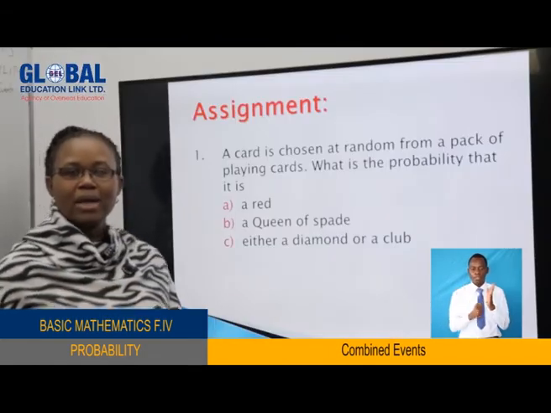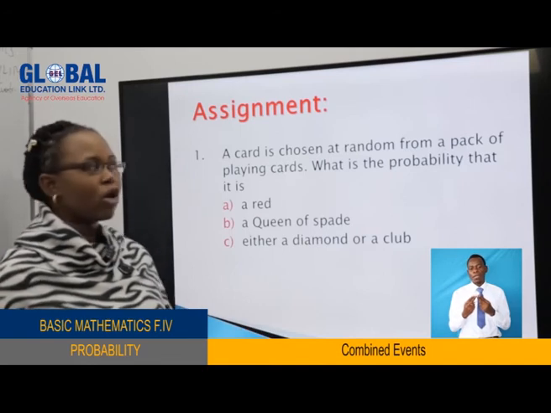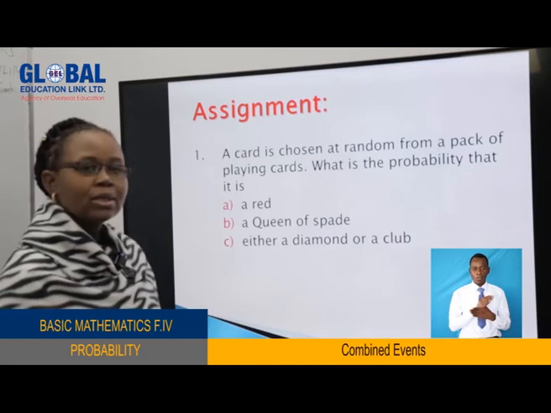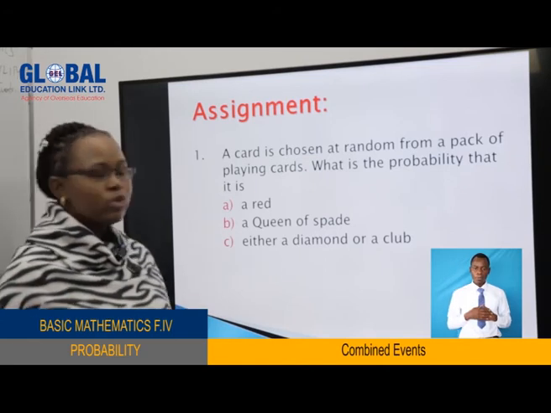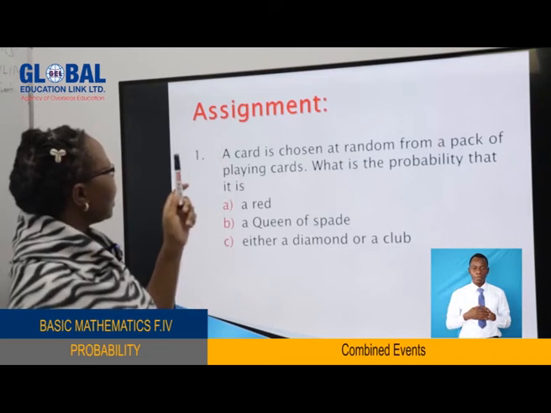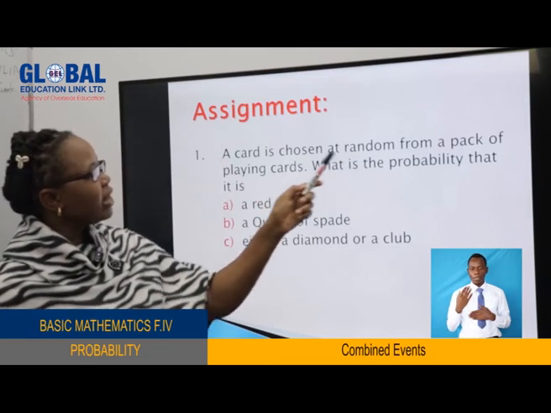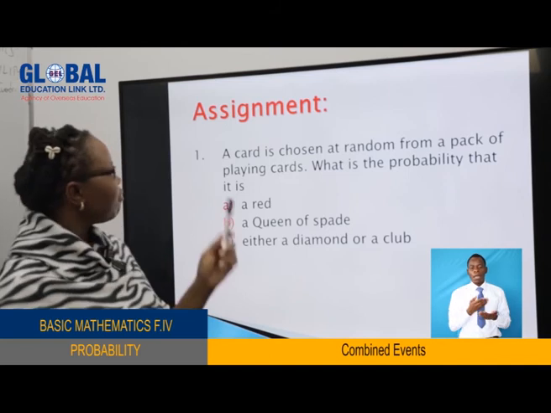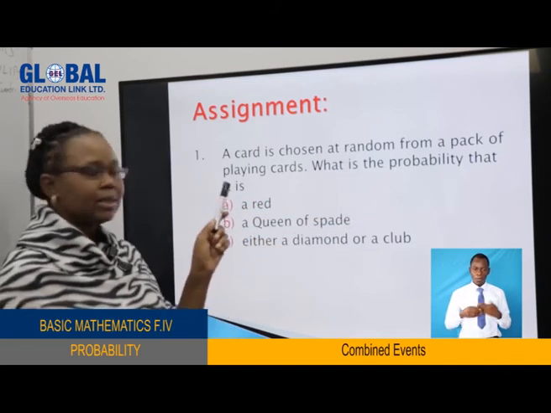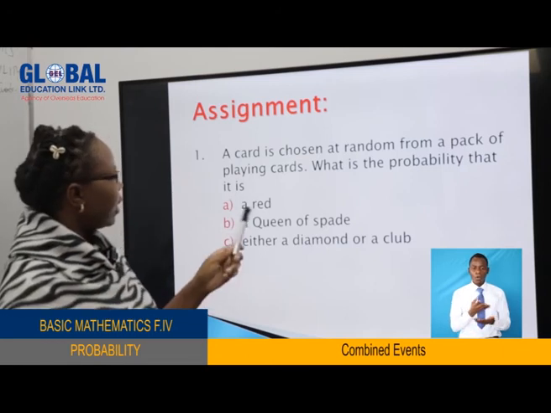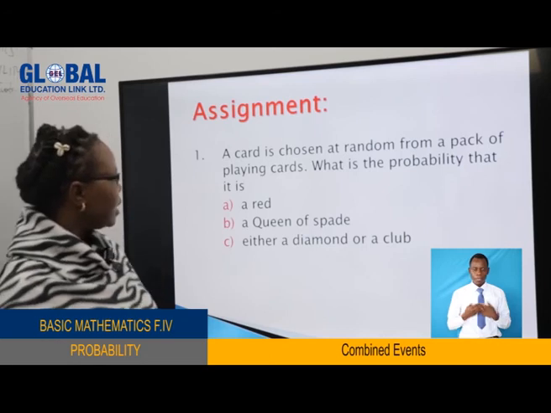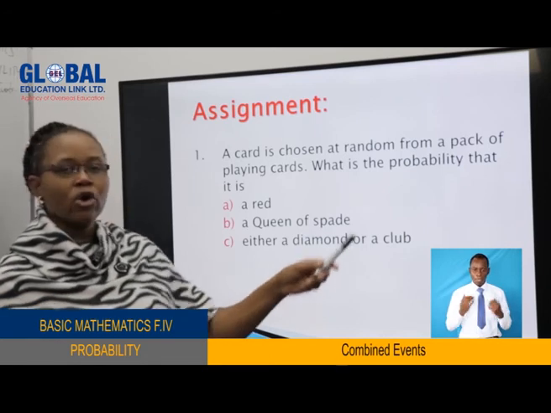My dear students, after seeing the example of a combined event, now I will leave you with an assignment so that you can try to do it. The assignment, question number 1: a card is chosen at random from a pack of playing cards. What is the probability that it is, part A, a red, part B, a queen of spades, part C, either a diamond or a club.